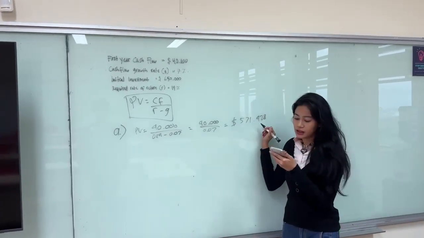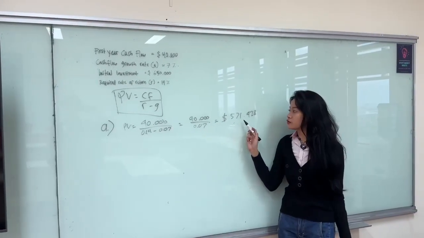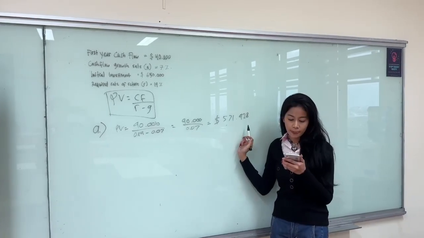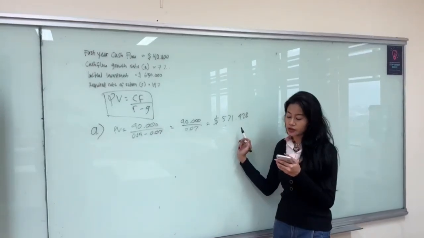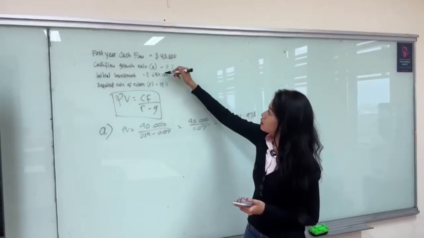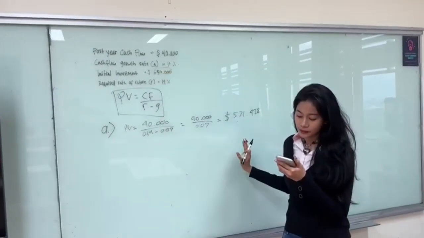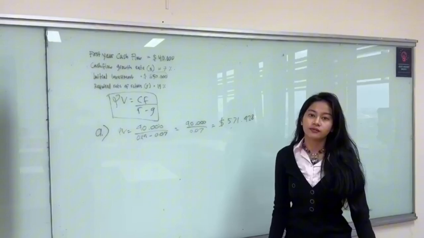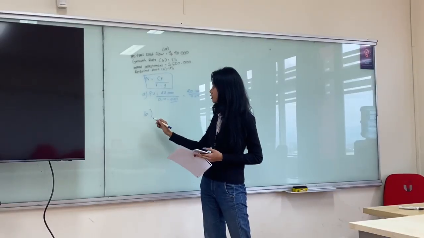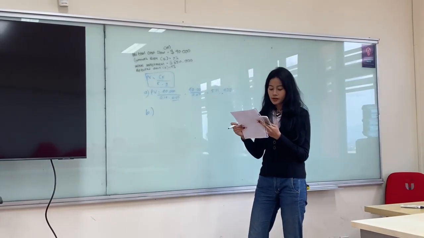So when the PV is 570.428, that means less than the initial investment, which is 650. So the business can start. Do the B1.